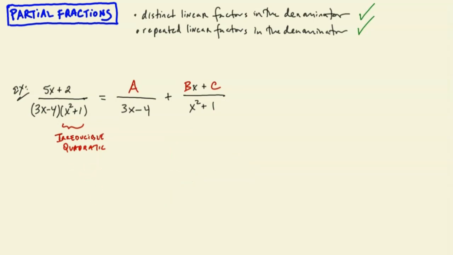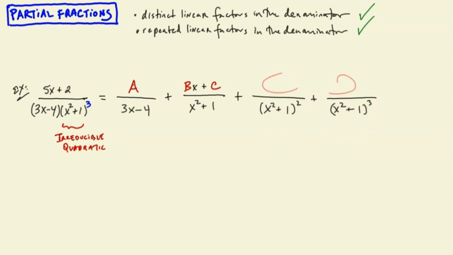Oh, but I said an irreducible quadratic. Oh no! What if we have repeated factors of an irreducible quadratic in the denominator? Like, what if that x squared plus 1 factor shows up 3 different times? Well, I'll bet you can guess how we handle that. To supplement this term, we're going to need two more. One with the square of x squared plus 1 in the denominator, and one with the cube of x squared plus 1 in the denominator.